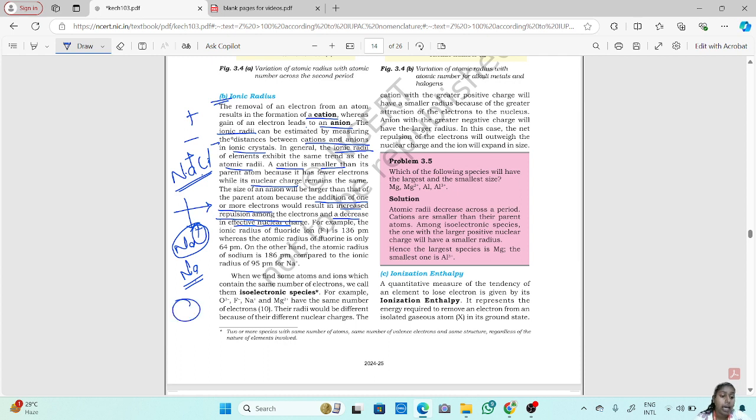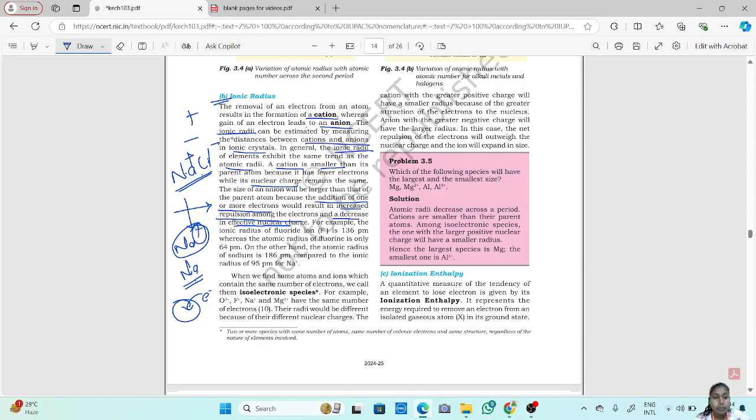Anions will be larger because anions will take in electrons. Once they take in electrons, from their original size they will increase. Why? Since they are taking one electron in, there will be repulsion among the electrons, because there was no electron and now you are having one electron in that. So there will be repulsion between the electrons that will increase the size, and there will be a decrease in their effective nuclear charge. The size will increase, so the electrons will go away from the nucleus, and the effective nuclear charge will be decreasing.